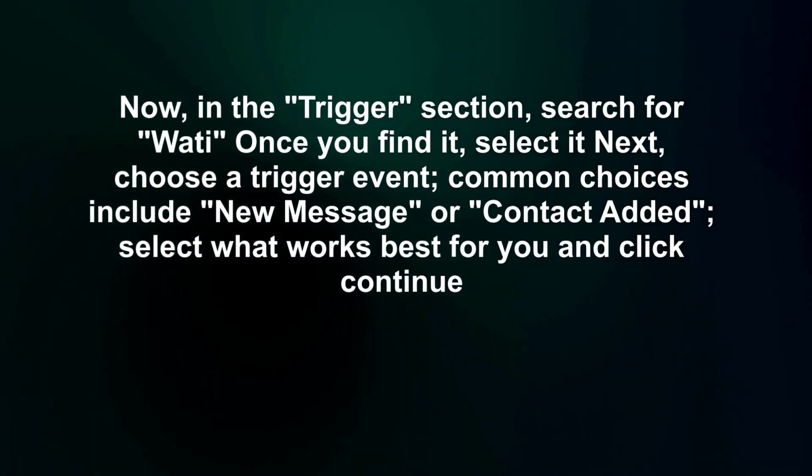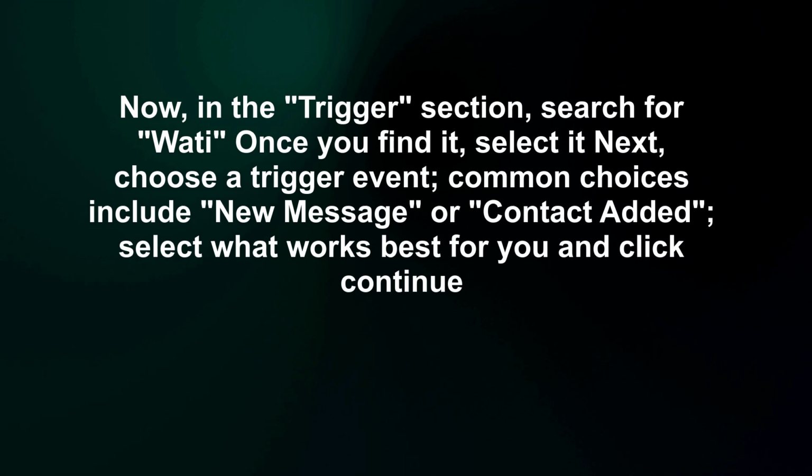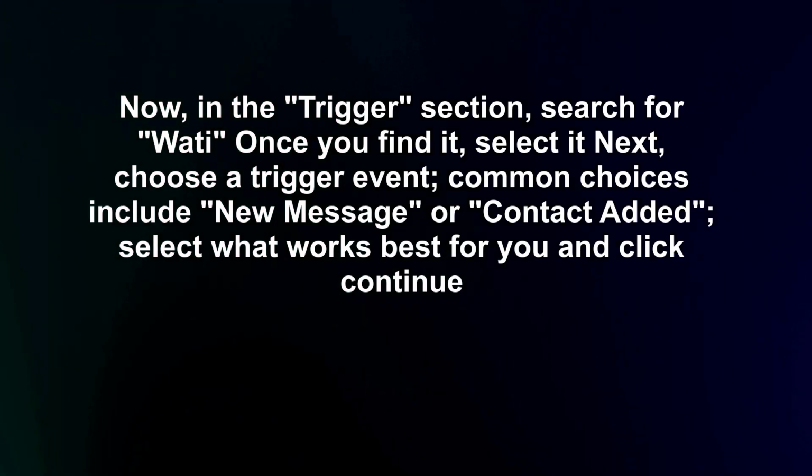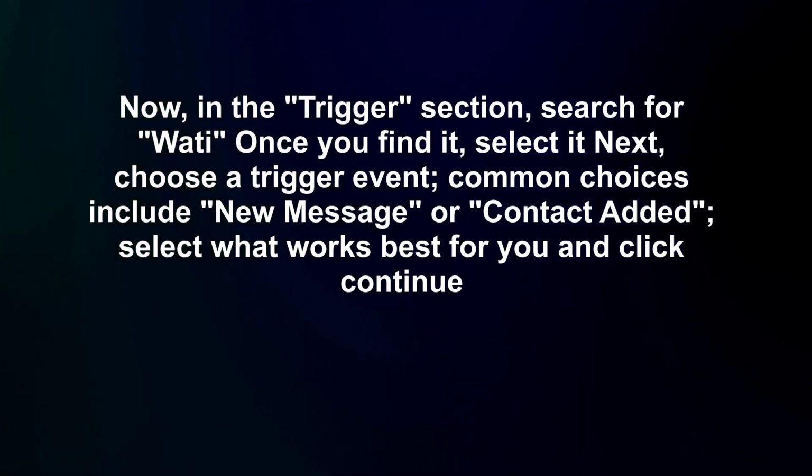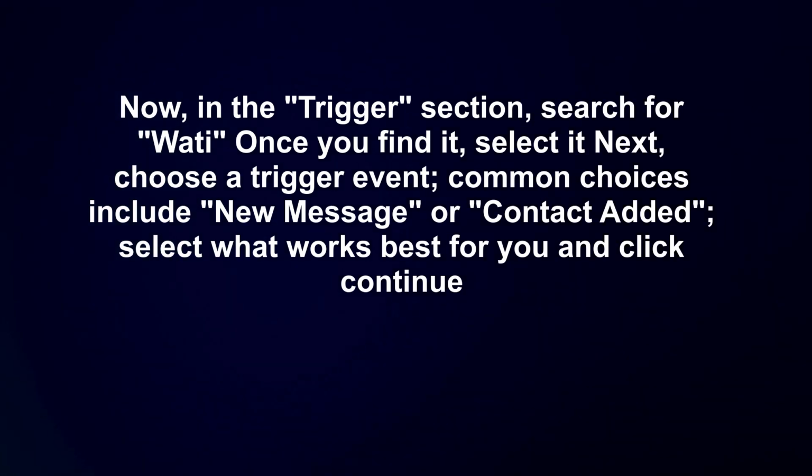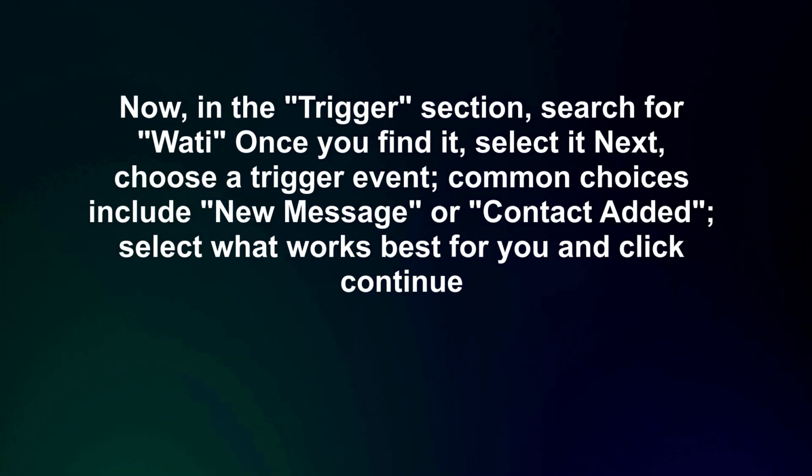Now, in the Trigger section, search for Wati. Once you find it, select it. Next, choose a trigger event. Common choices include new message or contact added. Select what works best for you and click Continue.